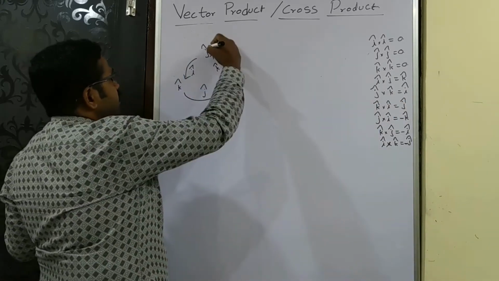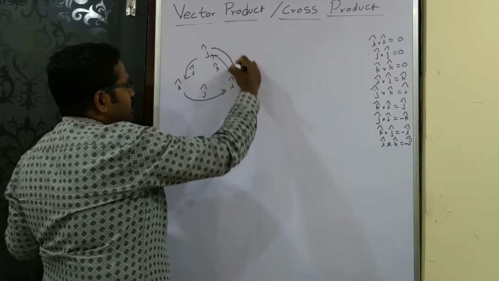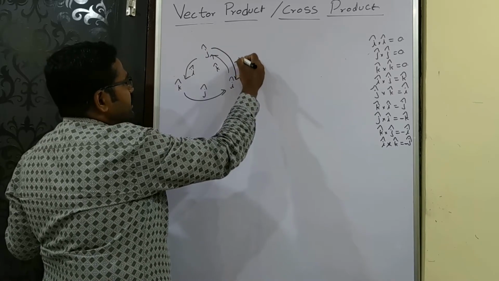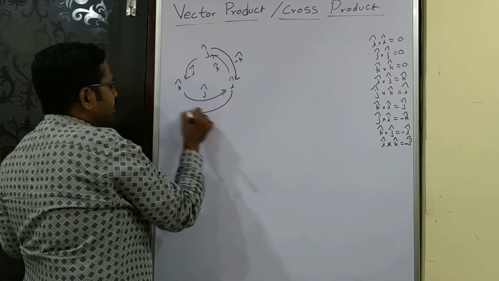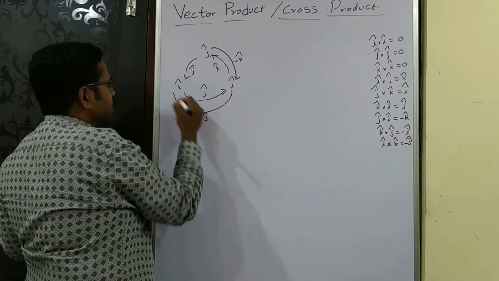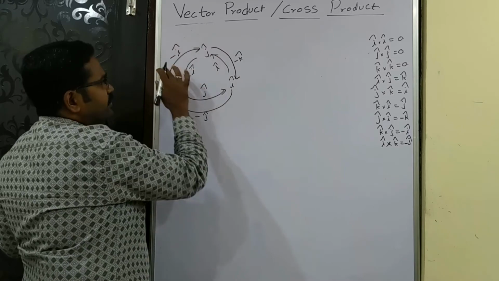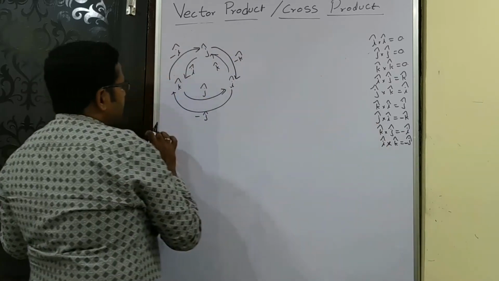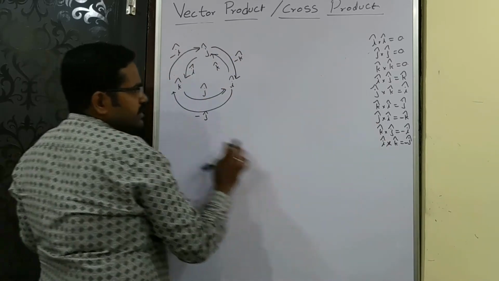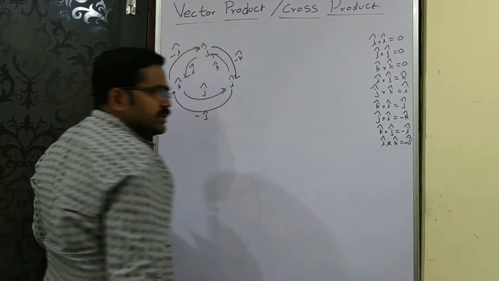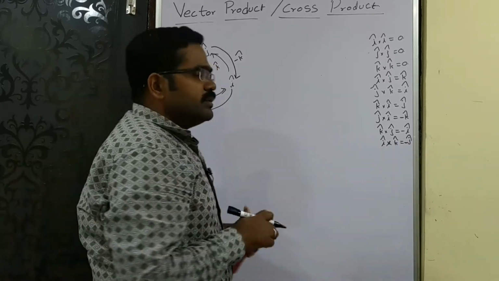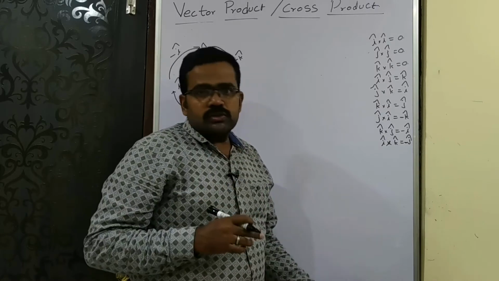Got it? Now let us do it in the opposite direction. j cap into i cap is negative of k cap. i cap into k cap is negative of j cap. And k cap into j cap is negative of i cap, which we can again check here. This is one method which you can remember. Let us go to another method.